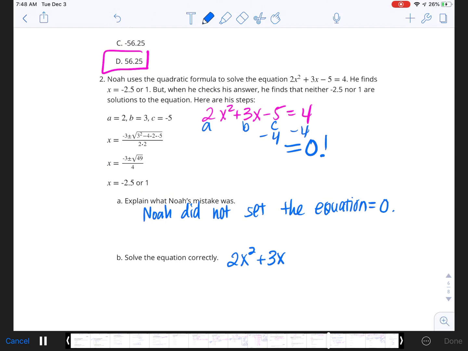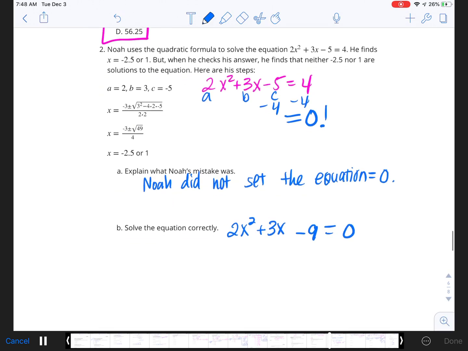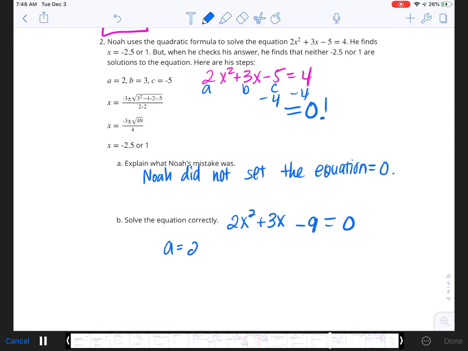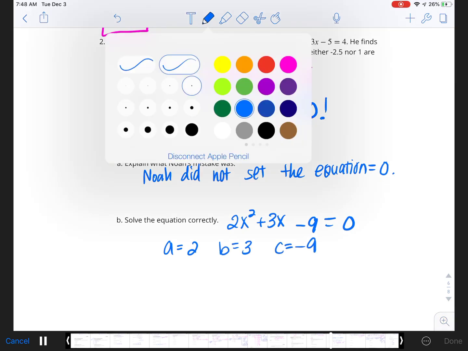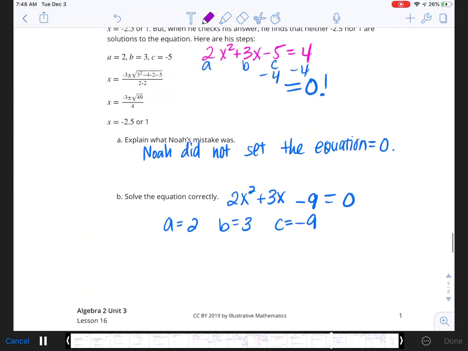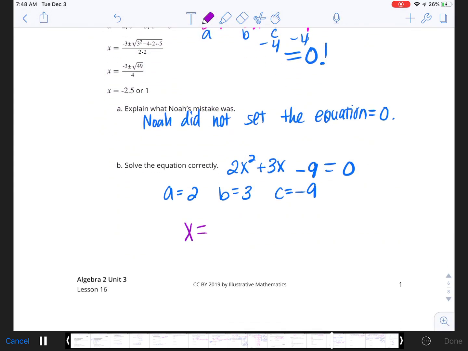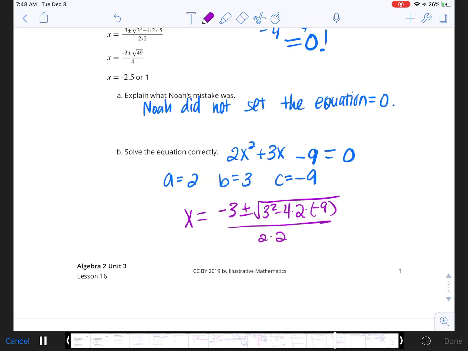So to set it equal to 0, we subtract 4 from both sides and get 2x squared plus 3x minus 9 equals 0. And now we can plug it into our quadratic equation and simplify. So now our a is 2, our b is 3, and our c is negative 9. So we get negative 3 plus or minus the square root of 3 squared minus 4 times 2 times negative 9, all over 2 times 2. And we're just going to go ahead and finish reducing this.